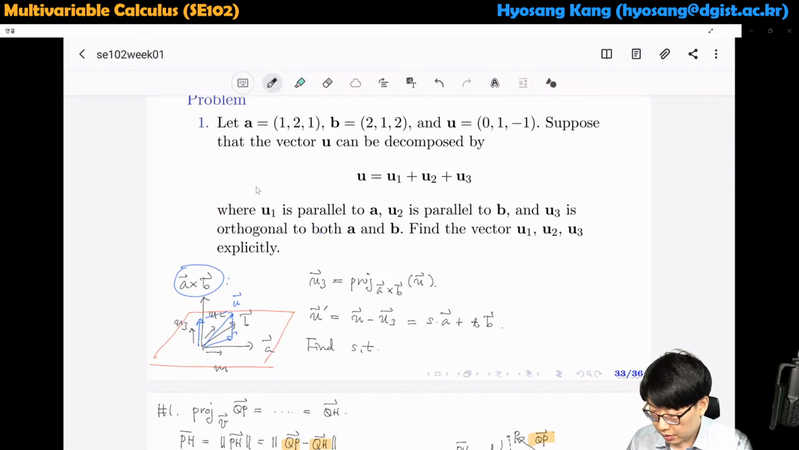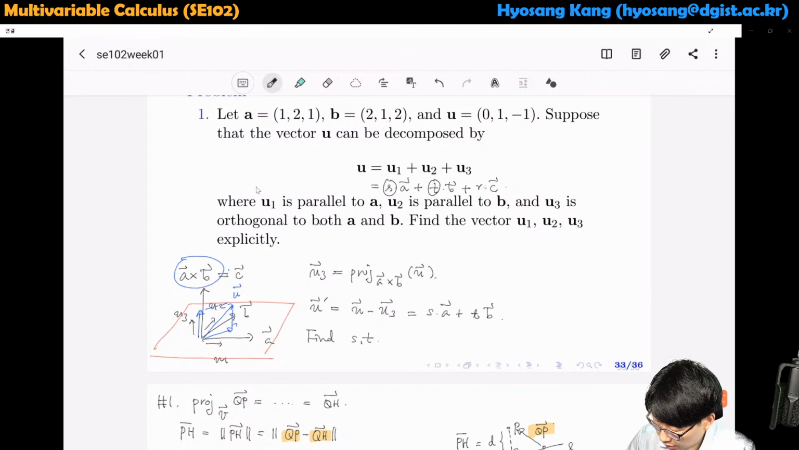And another way to find this equation, because we know that this decomposition is unique, is that you set your orthogonal vector a cross b as c. Okay, so I want this u1 to be some multiple of a, u2 to be some multiple of b, and u3 to be some multiple of c, right? So I want to find these coefficients s, t, and r. So what I need is a system of linear equations.